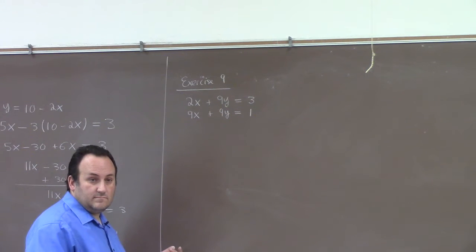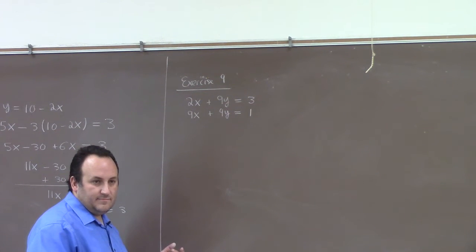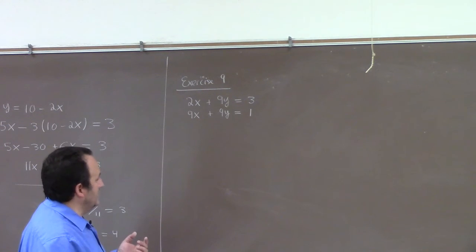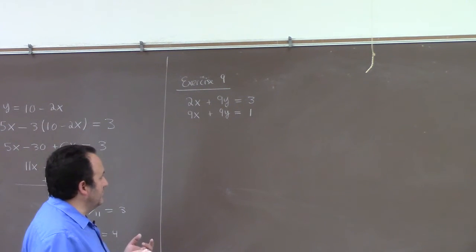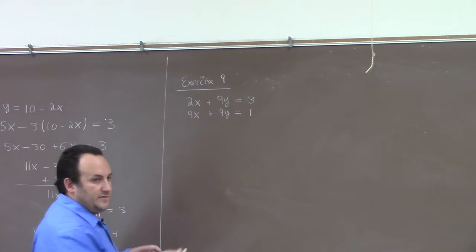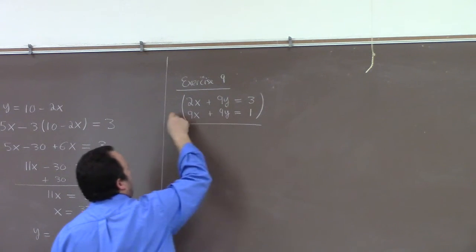I would usually try to make one of the nines negative so they can cancel, so then I could solve that. That's good. Right idea, but we can do that by just subtracting. Just take these equations and subtract the bottom one from the top one.